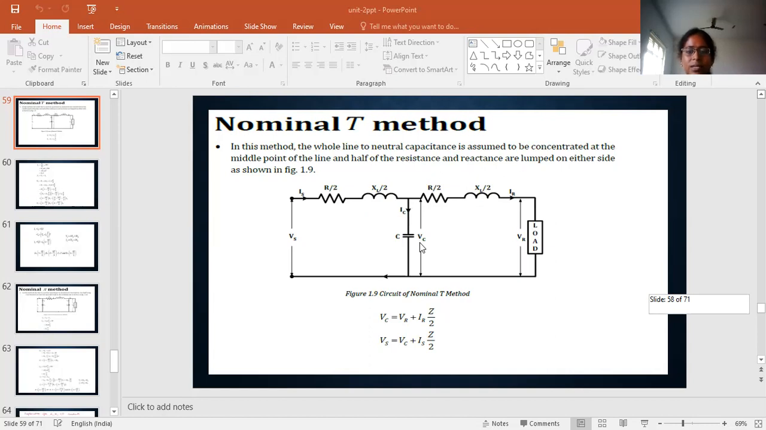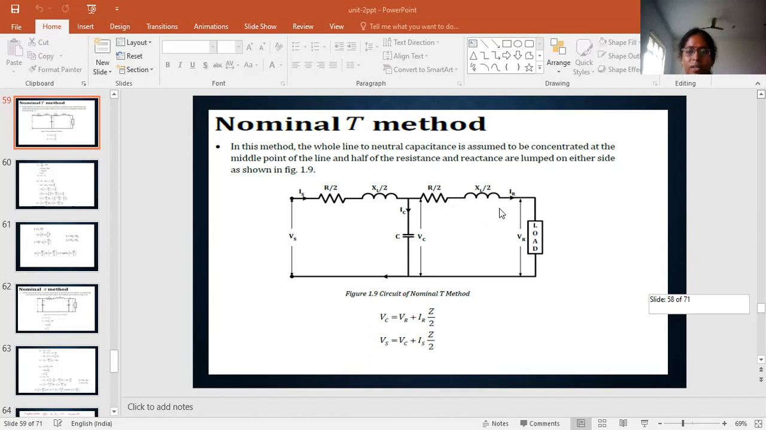Let us assume the voltage is VC, and at the receiving end, the voltage is VR, and for the sending end, the voltage is VS, and for the sending end, the current is IS, and at the receiving end, the current will be IR. And in the capacitance the current is IC. So IS equal to IC plus IR.